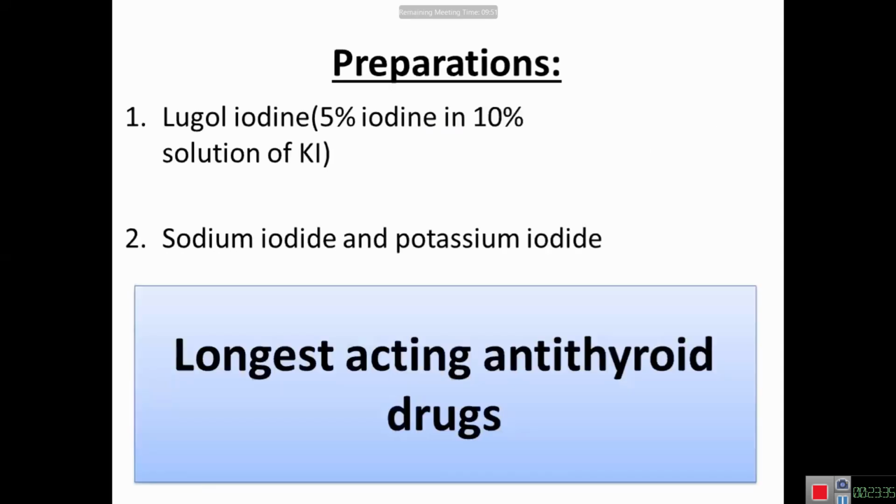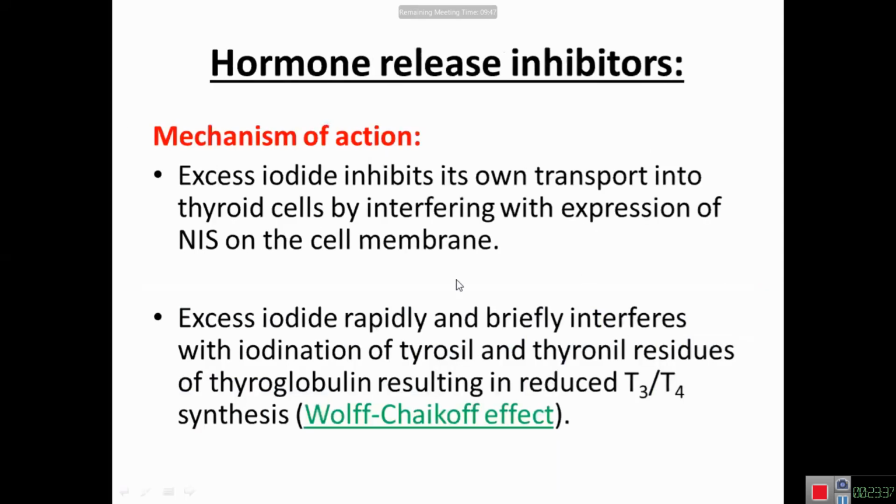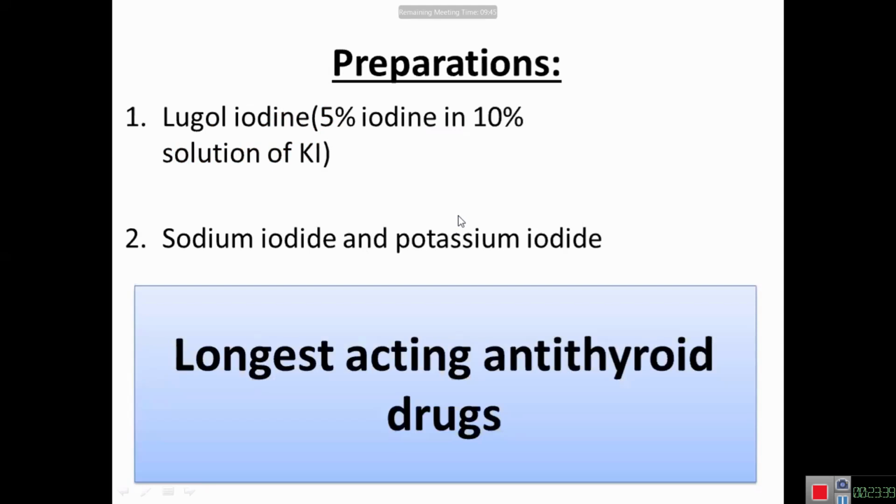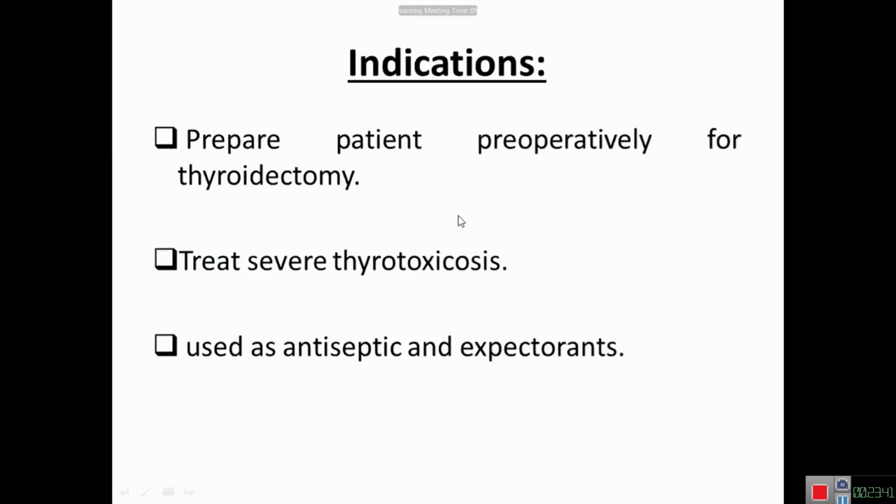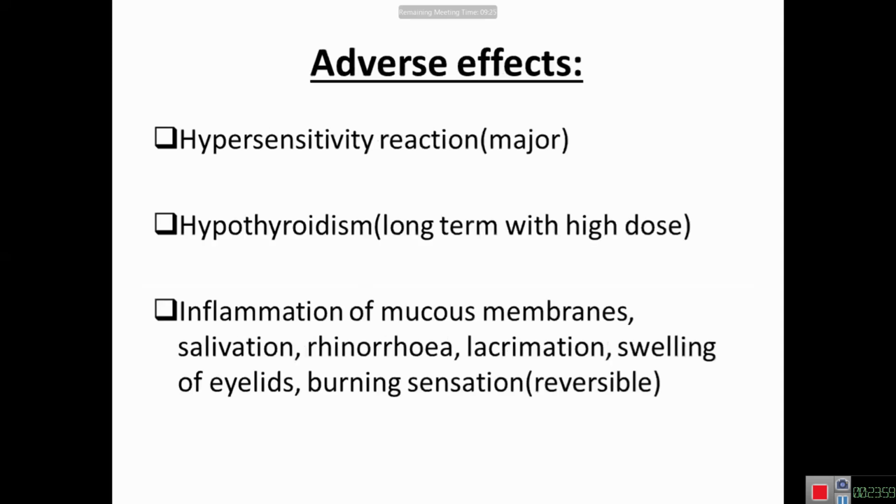So I hope you understood the mechanism of action of hormone release inhibitors. If you have understood the first picture regarding the different groups of drugs used to control hyperthyroidism, then you can easily write it down, and you can easily understand the mechanism of action of the different groups of drugs.